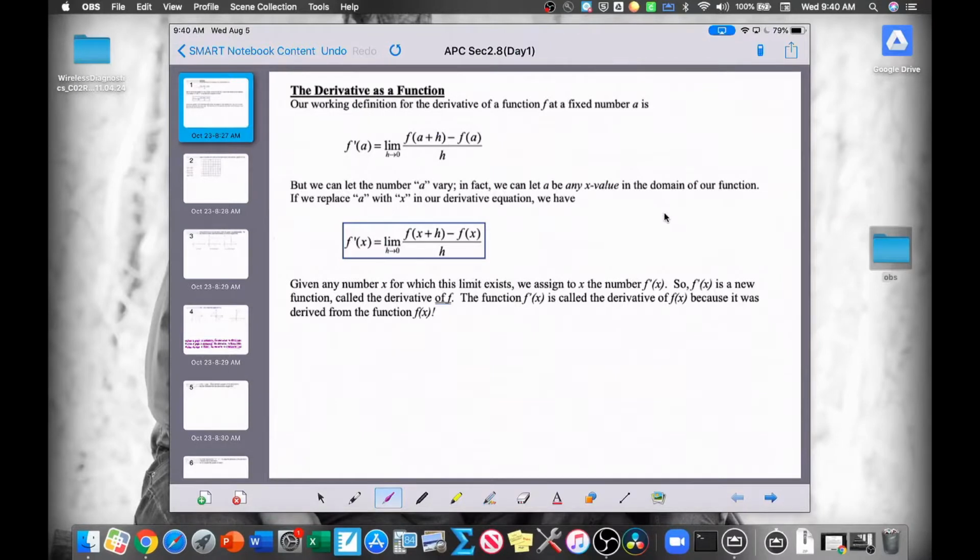Hello, math friends. This is AP Calculus Section 2.8 Day 1 Notes. Today we are going to be talking about the derivative itself being a function.